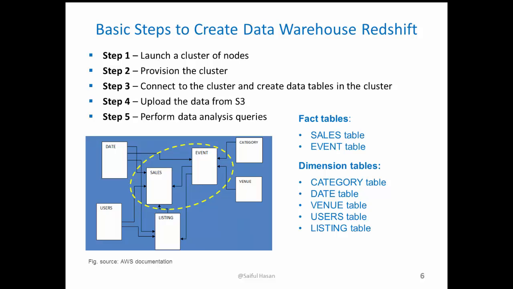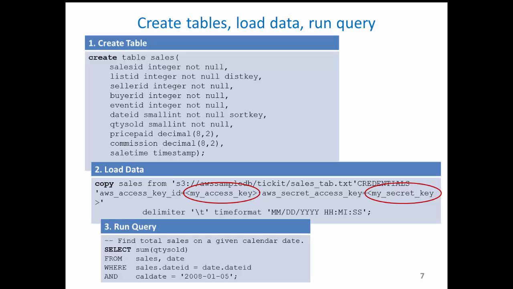You could create a data warehouse in Redshift in five simple steps. You launch and provision the cluster, you connect to the cluster and create data tables within the cluster, you upload the data from S3, and then you perform your data analysis queries. That's it. In our case, we used available data about the sales transactions of a series of events that has 2 fact tables and 5 dimension tables, as shown in the slide.